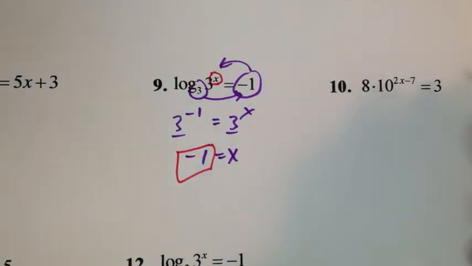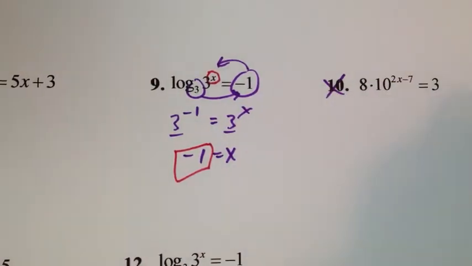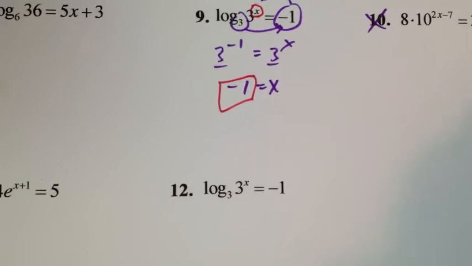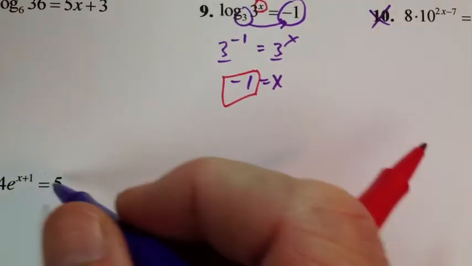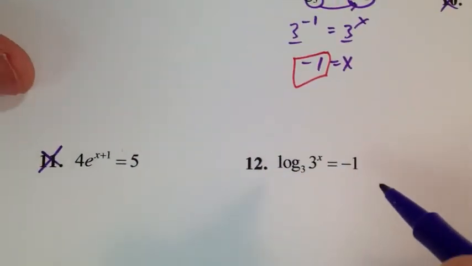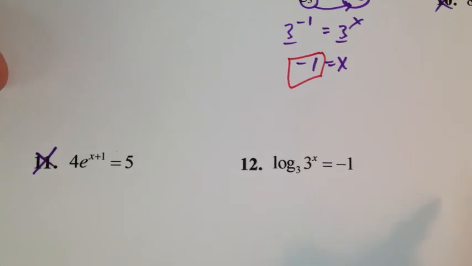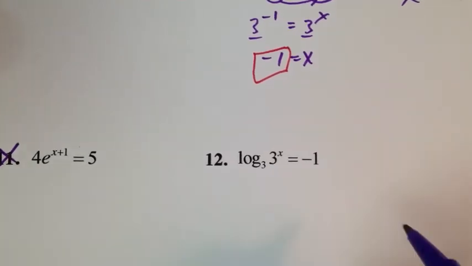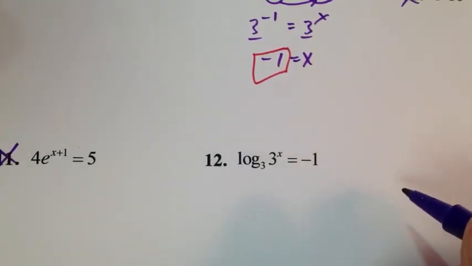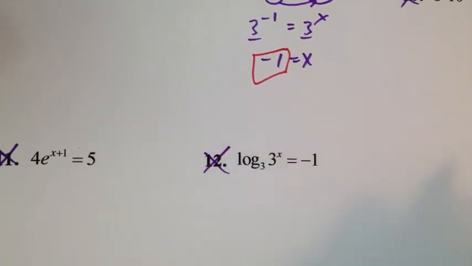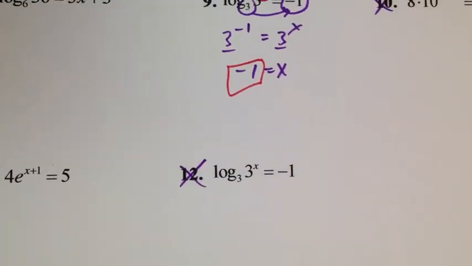Over here, we're not going to do number 10. Yeah, good, we're almost done. And we're not going to do number 11 either, we'll do those later. Okay. And finally, number 12, we already did that, so we're done. How about that? We're all done.